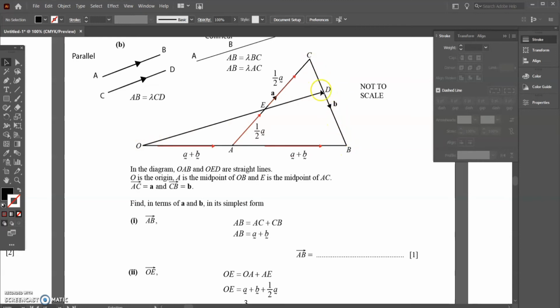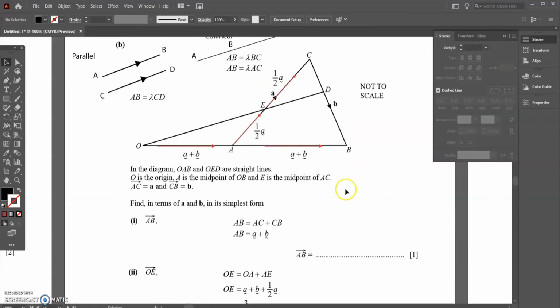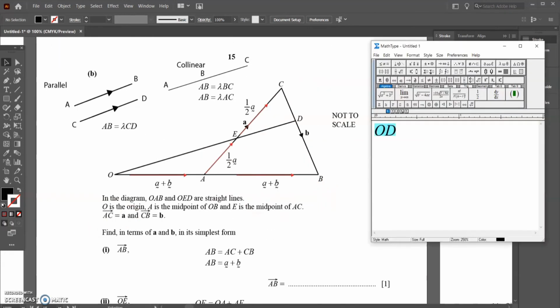But this is from C to B. So I need to use this idea of collinear, because C, D, B are in one straight line. Am I right? So what can I do is that I know CD is equal to lambda of CB. Can I do that? Because they are collinear, CD is equal to lambda of CB.